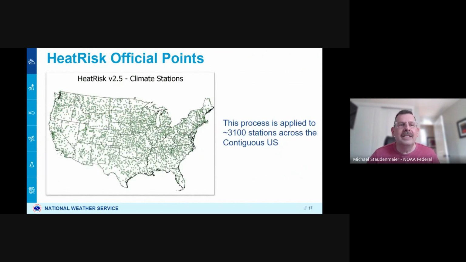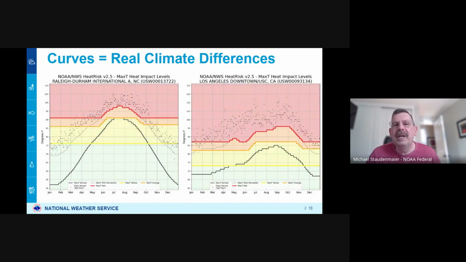All right, so we carry the same process out across the CONUS to calculate the max and min temperature thresholds at about 3,100 individual stations where we have high quality, long duration, and consistent climate data, which have passed our QC process. We then use the PRISM high resolution climatology grids with this point data to develop daily gridded red, orange, and yellow thresholds over the entire CONUS. So this science-based approach leads to very different annual threshold curves at each location, and that's what we want.